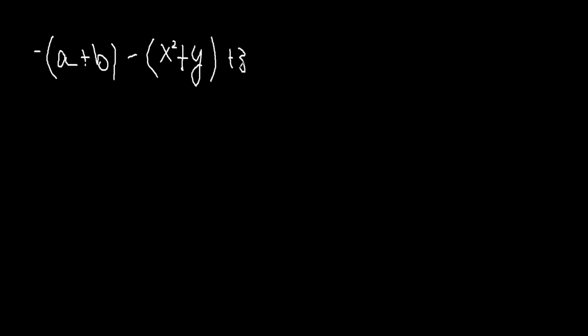In our final example today, we have negative (a plus b) minus (x squared plus y) plus 3 times (x minus y) plus 7 times (y minus 7).